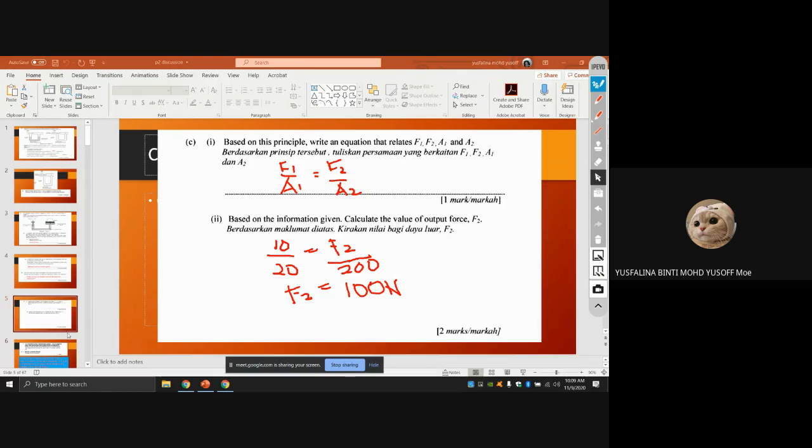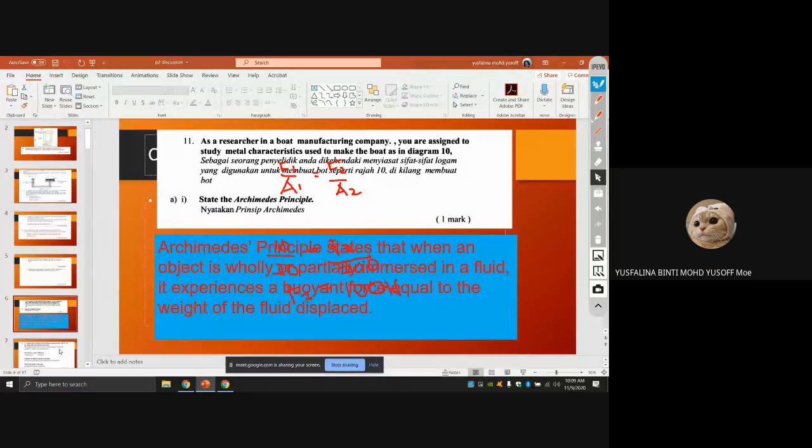Okay, and then next one, slide 6. As a researcher in a board manufacturing company, you are assigned to study the metal characteristics used to make the board. The board is as in diagram 10. So the first question asks you to state the Archimedes principle.